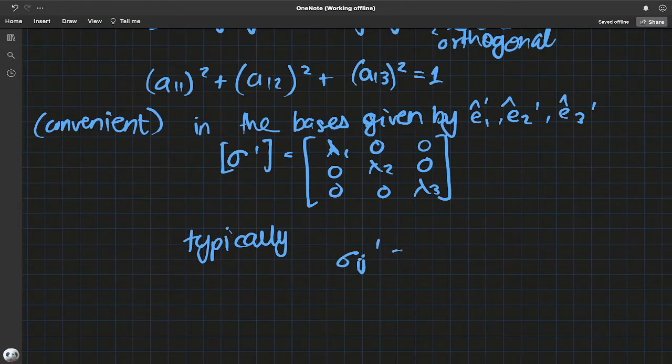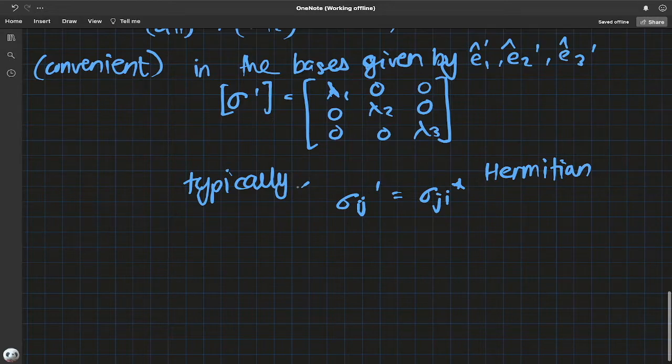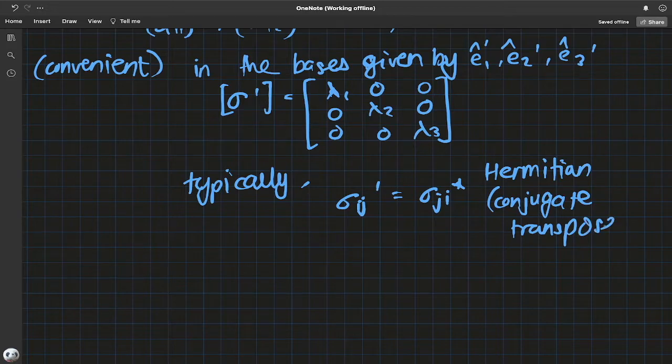And typically these guys are Hermitian, so the conjugate transpose of these diagonal matrices are the same generally. So Hermitian means a conjugate transpose, in case it has imaginary entries, otherwise it's just going to be the transpose.